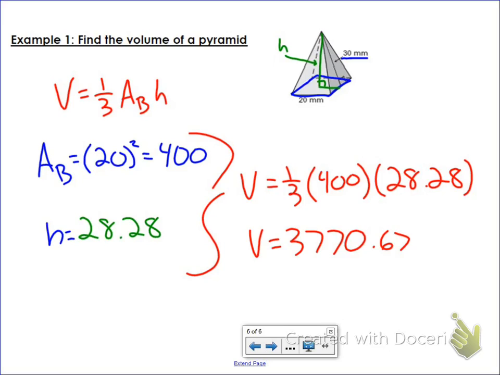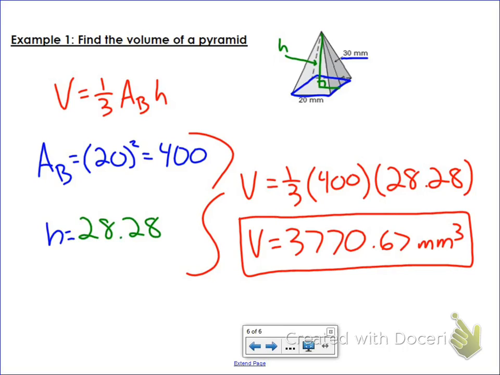Now this is going to be in units cubed, so my unit is millimeters. I'm going to write that in units cubed. And this will be my answer for this one. So just one more thing, make sure you have the height, not the slant height, when we're doing this. We use slant height with surface area, and we use height with volume. So make sure you have the correct one. Height should go down inside the pyramid, whereas slant height is going to go down the side of the pyramid.